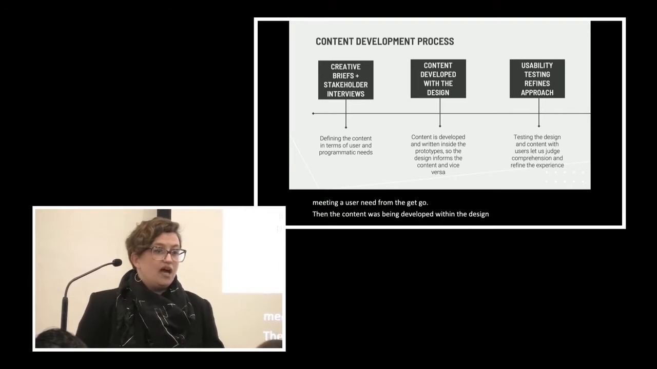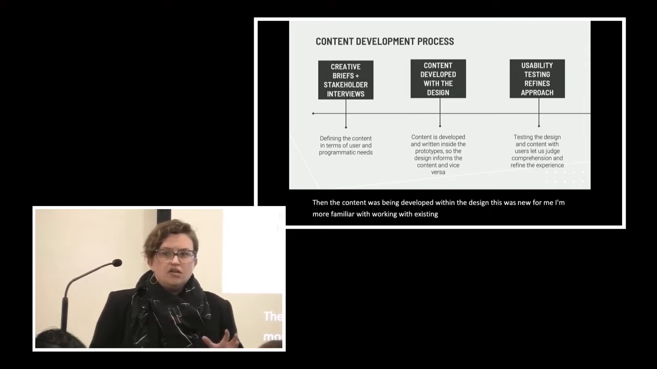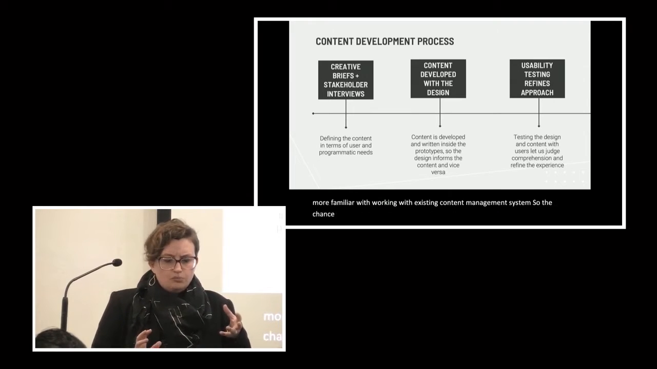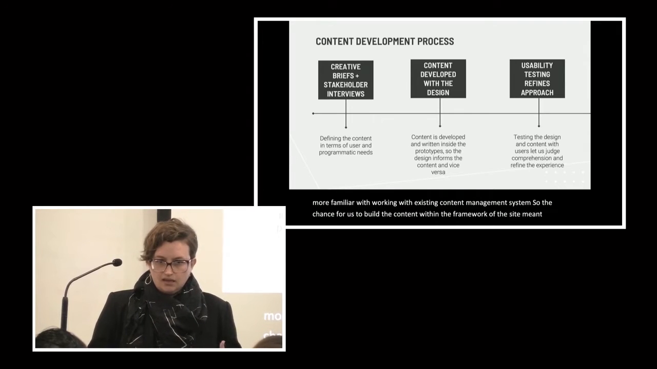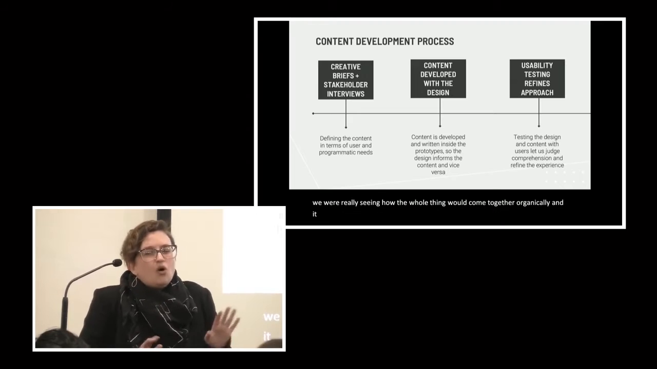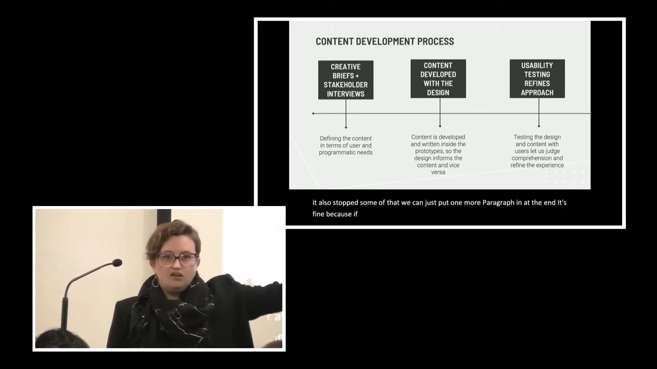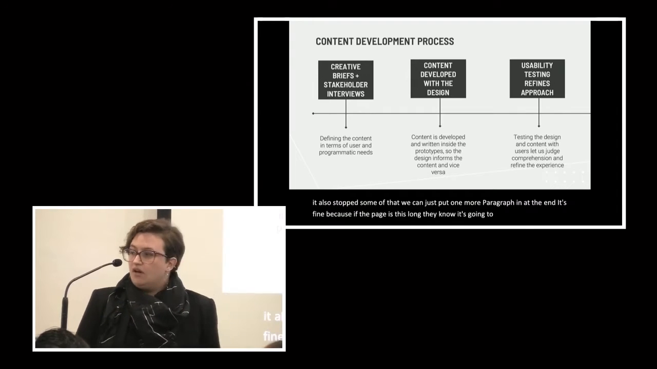This was new for me. I'm more familiar with working with existing content management systems, so the chance for us to build the content within the framework of the site meant that we were really seeing how the whole thing would come together organically. And it also stopped some of that, like, oh, we can just put one more paragraph in at the end, it's fine. Because if the page is this long, they know it's going to be this long.